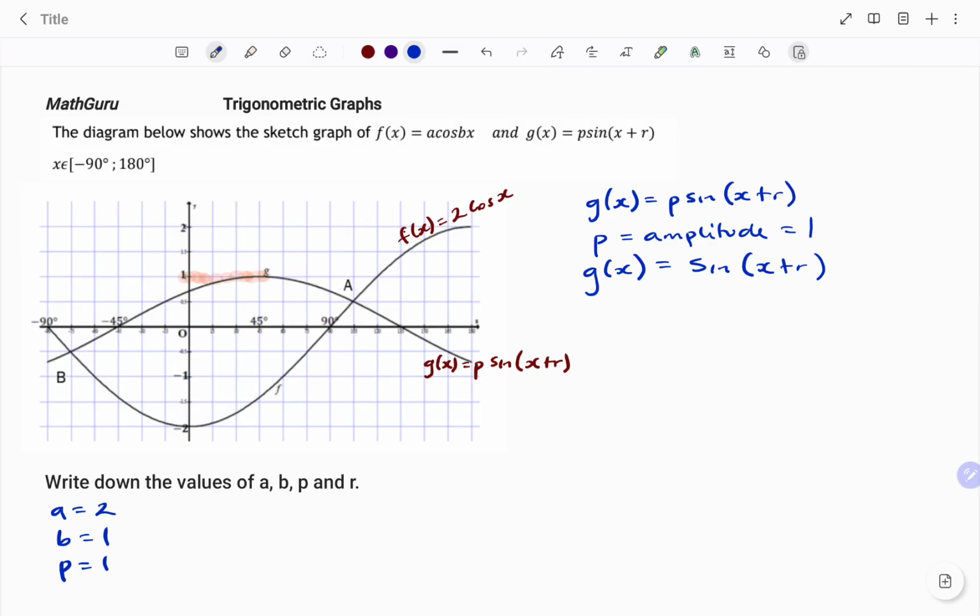The next step is to find r. Because r is added to my angle, that is the horizontal shift. A quick recap for my standard sine graph, y equals sine x, I have that starting from the origin, with a rise from the origin that goes that way. But if you look at the graph, it is not starting from the origin. There is a shift to the left by 45 degrees. So therefore, what that means is there is a 45 degrees shift to the left.